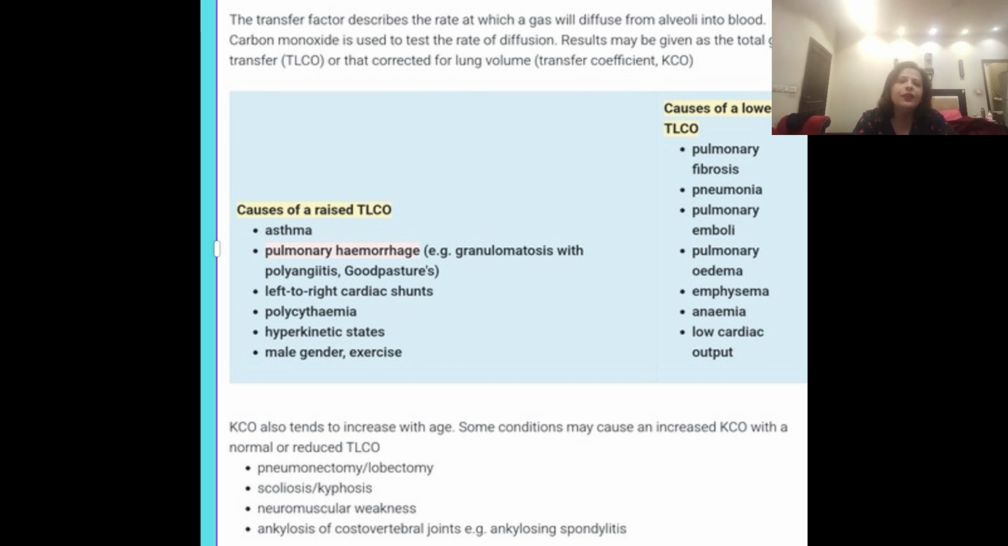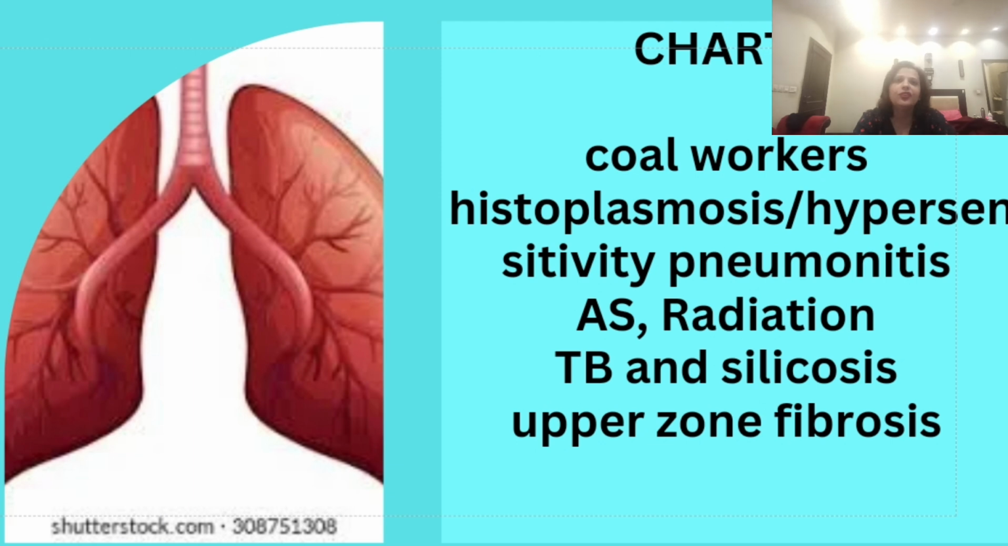One thing more, which is a very favorite exam question, is which conditions affect the upper lungs, or which conditions cause fibrosis of the upper lung. So there is a very important mnemonic, which is CHARTS. C for coal worker pneumoconiosis, H for histoplasmosis and hypersensitivity pneumonitis, that is extrinsic allergic alveolitis. Then A for ankylosing spondylitis, R for radiation, T for tuberculosis, and S for silicosis. So these are the conditions which cause upper lung fibrosis.